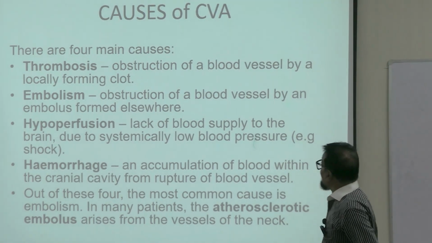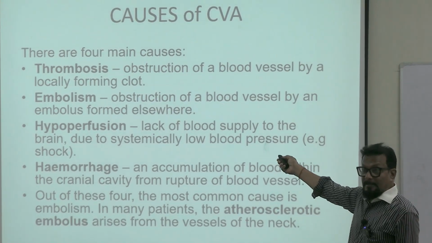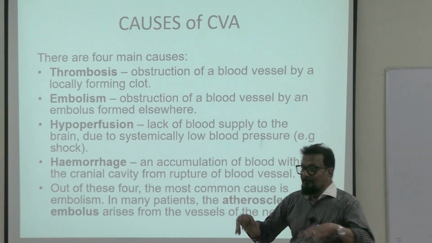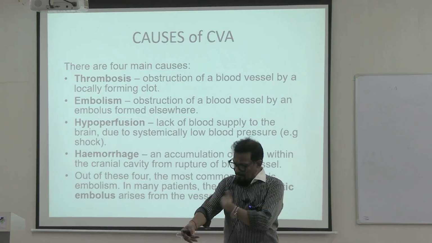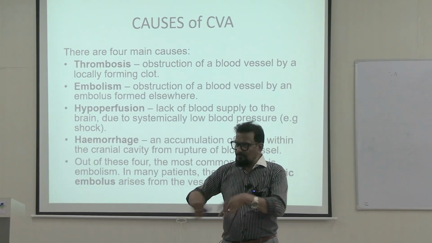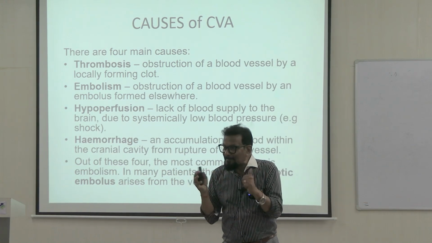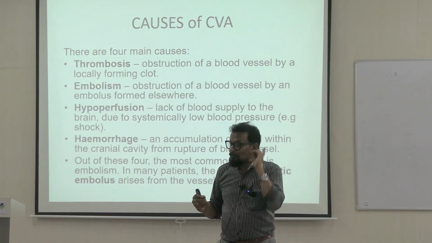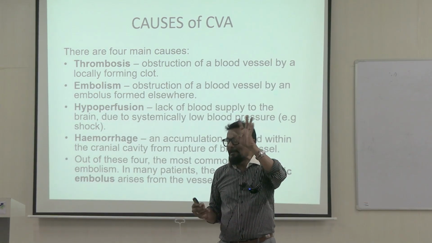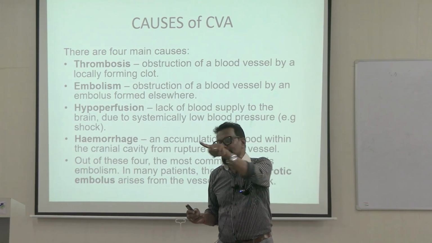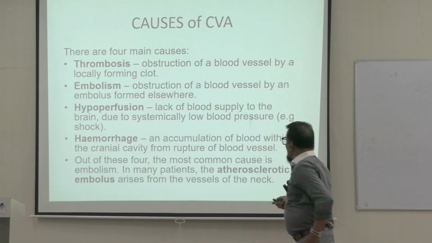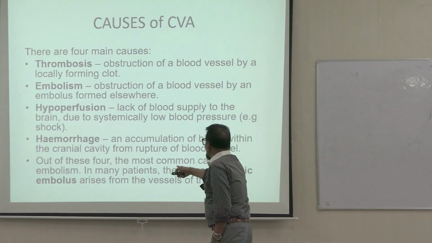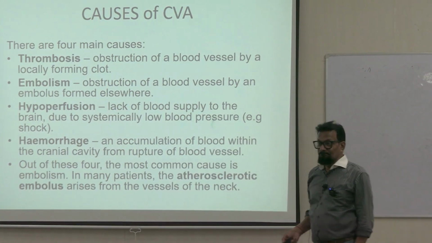The causes of CVA: thrombus, I already explained, thrombosis, embolism, hypoperfusion. Hypoperfusion means there is blood loss. So instead of 5 liters of blood, I have lost 2 liters. Only 3 liters of blood is circulated. So less blood will be coming, so there will be hypocirculation in the brain. So that may also cause CVA. And hemorrhage, same thing. Out of these 4, the most common cause is embolism.